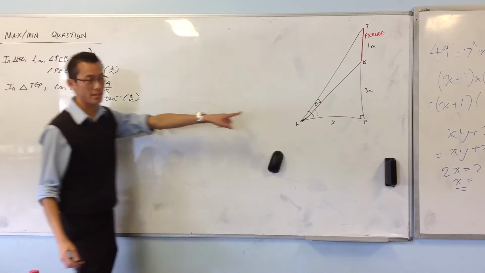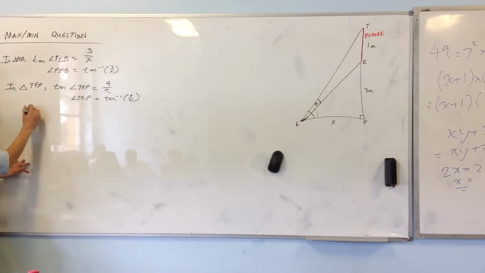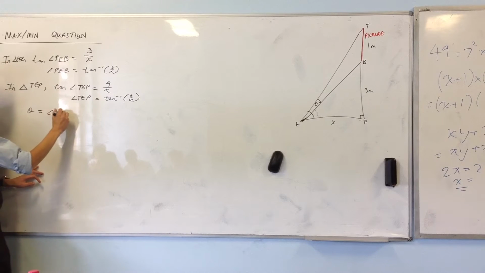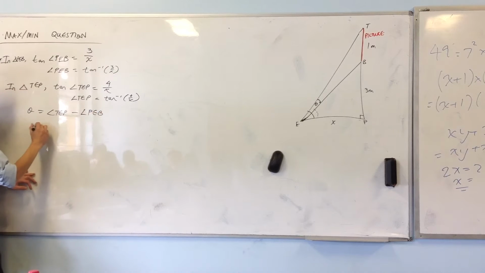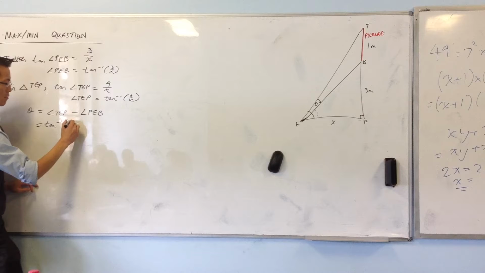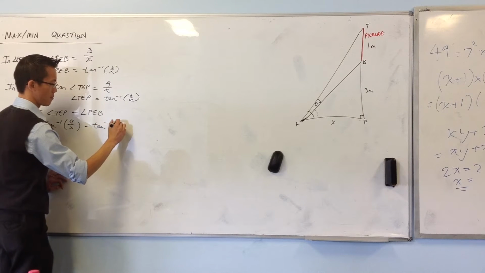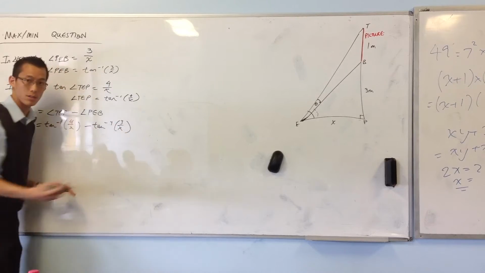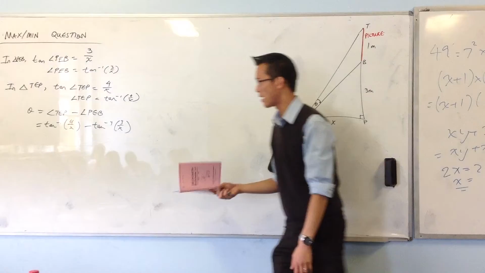The angle I want is the difference between the two angles that I just found. So I can say theta is equal to the big angle minus the little angle. This one first. Okay, so there's part A. Any questions so far? That part's okay? That part's just set up.